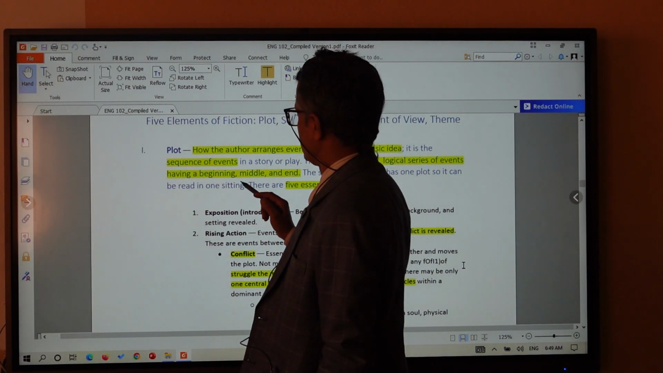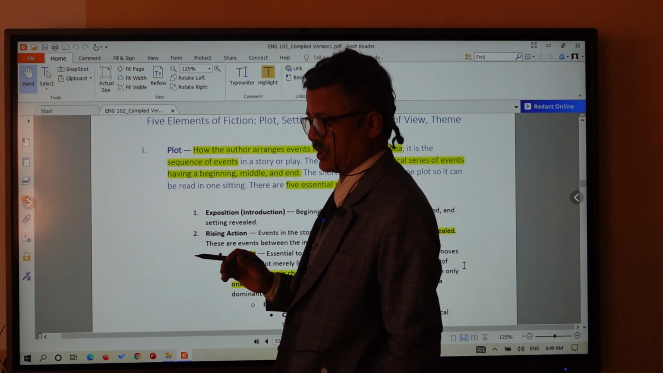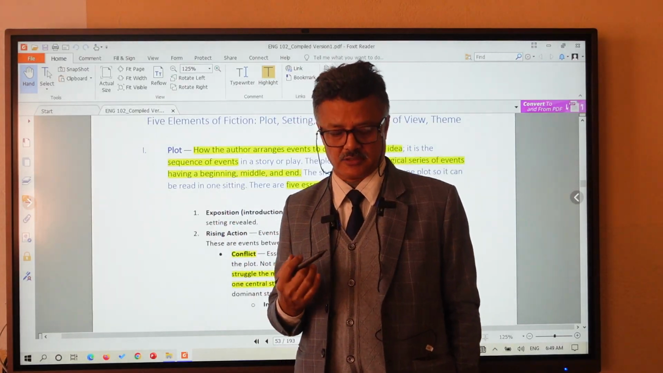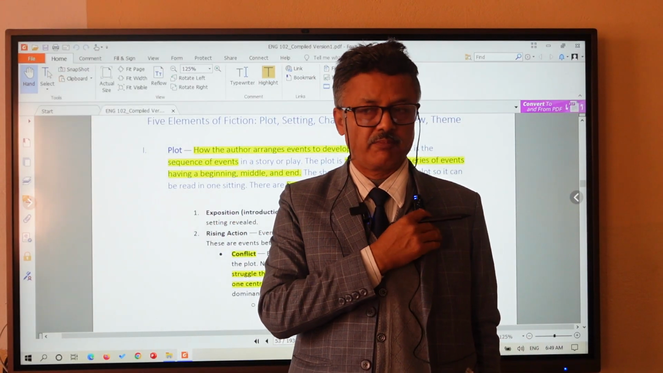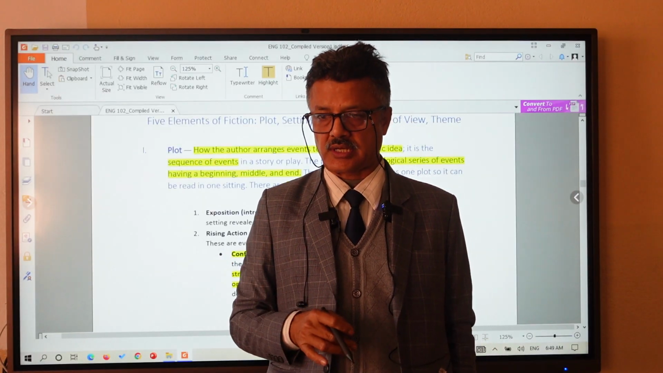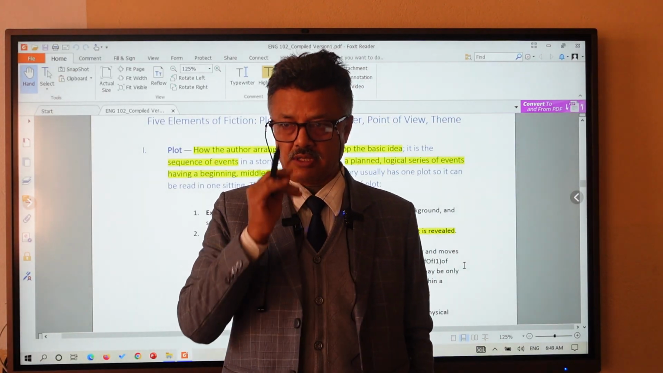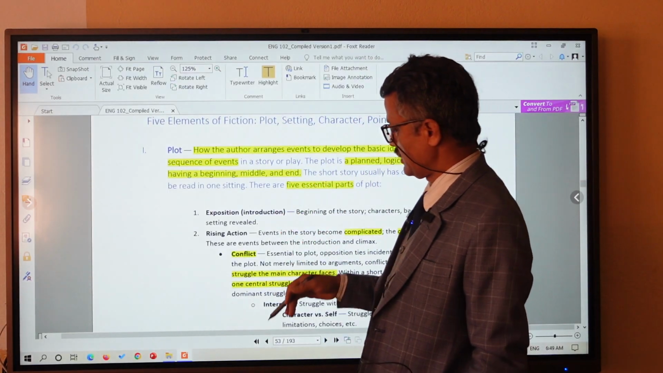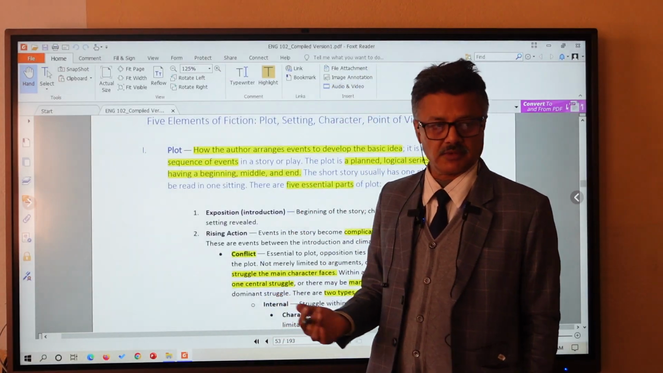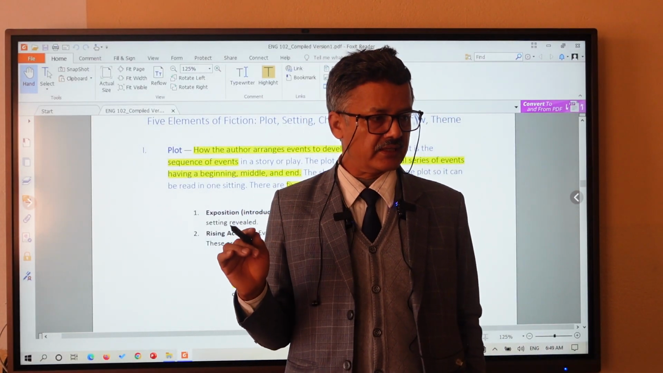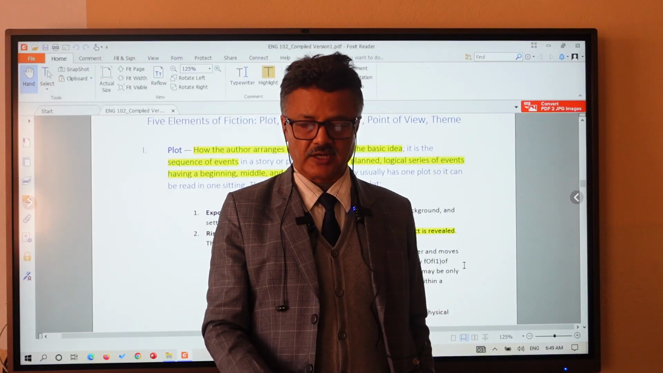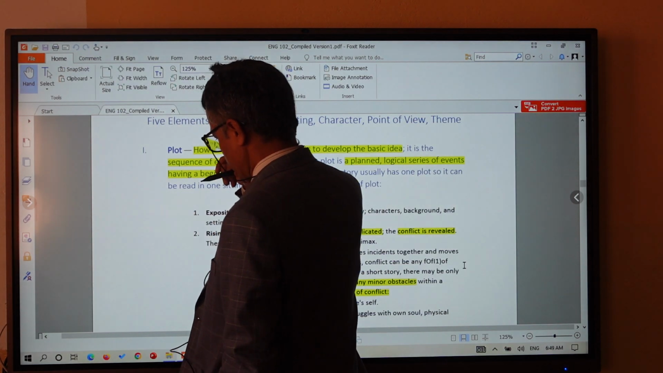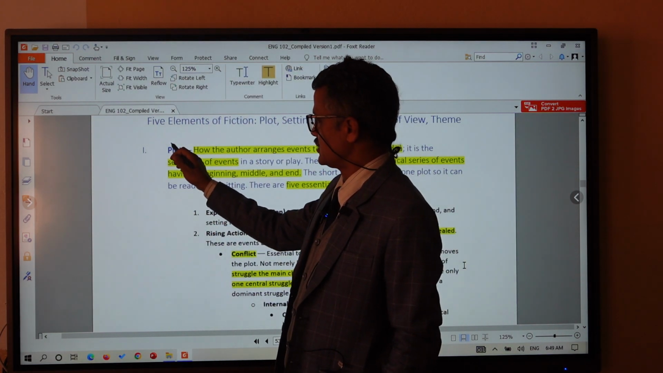So first, these are the elements of fiction. What makes a fiction? If you understand these things better, you will be able to understand the text and analyze it more effectively. As I explain, this is in your file. You don't need to write everything, but while I'm explaining, you can make points from my explanation. So there are 5 elements that we'll talk about. First is plot.